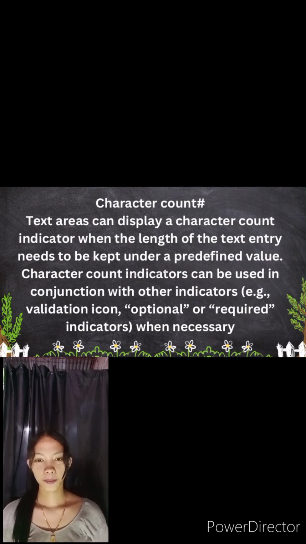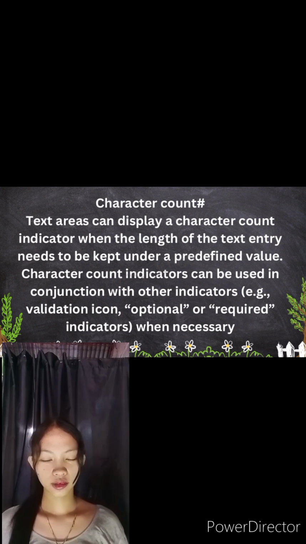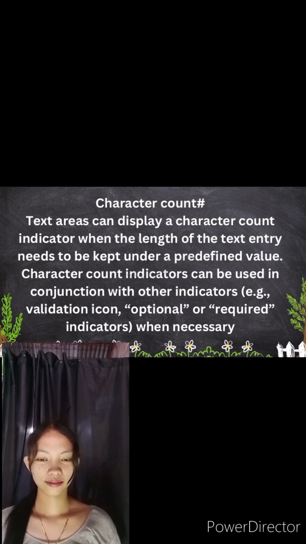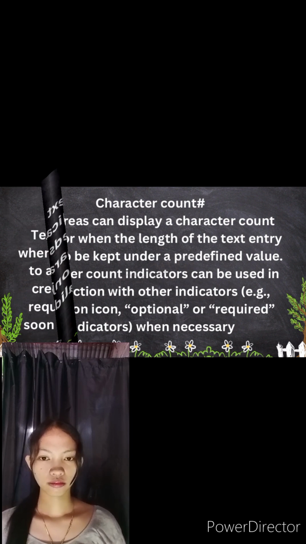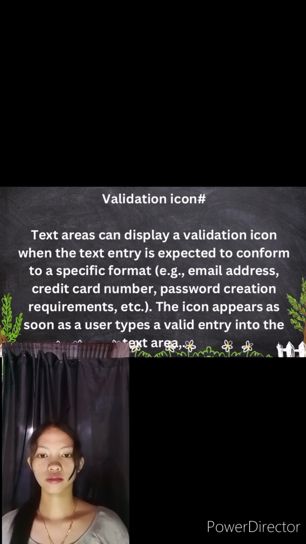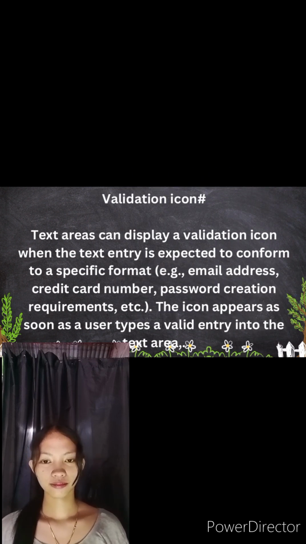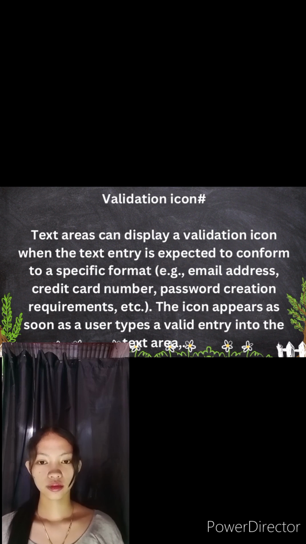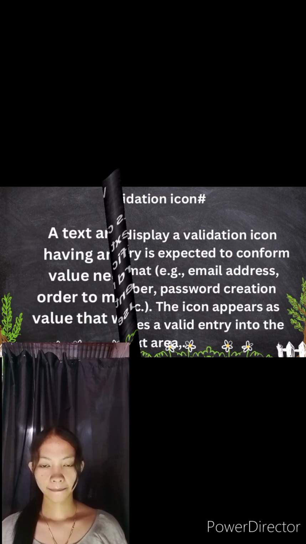Character count. Text areas can display a character count indicator when the length of the text entry needs to be kept under a predefined value. The character count indicators can be used in conjunction with other indicators or required indicators when necessary. Validation icon. Text areas can display a validation icon when the text entry is expected to conform to a specific format. The icon appears as soon as the user types a valid entry into the text area.